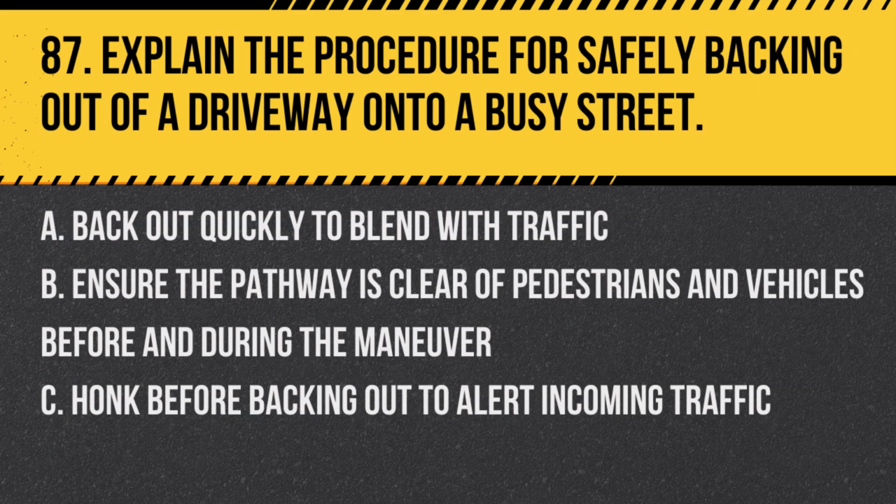Question 87. Explain the procedure for safely backing out of a driveway onto a busy street. A. Back out quickly to blend with traffic. B. Ensure the pathway is clear of pedestrians and vehicles before and during the maneuver. C. Honk before backing out to alert incoming traffic.